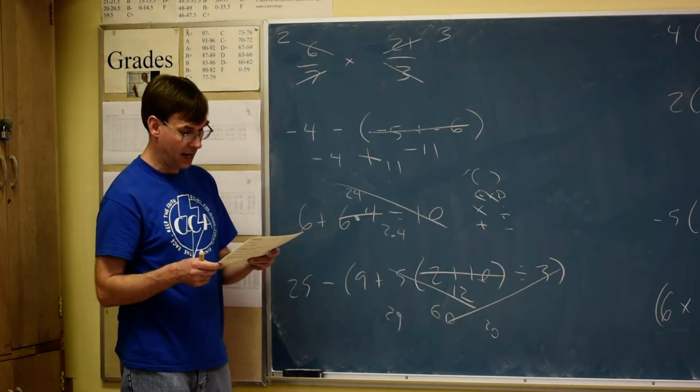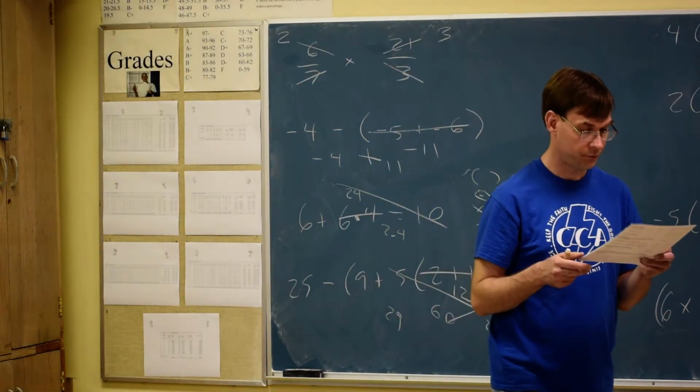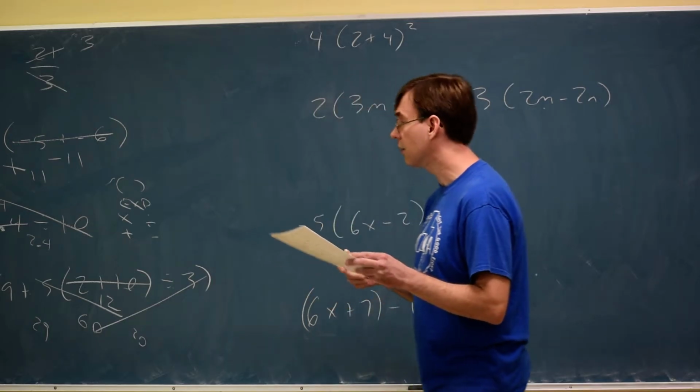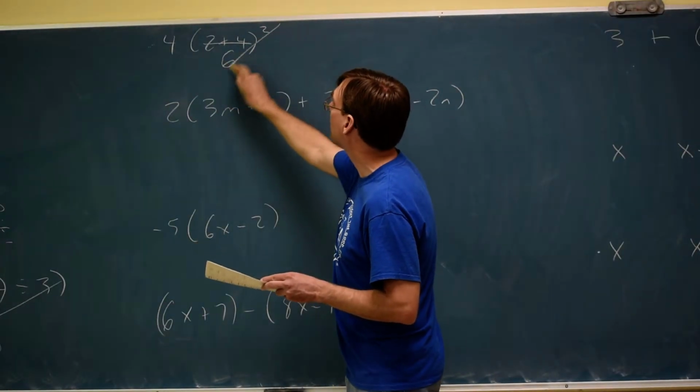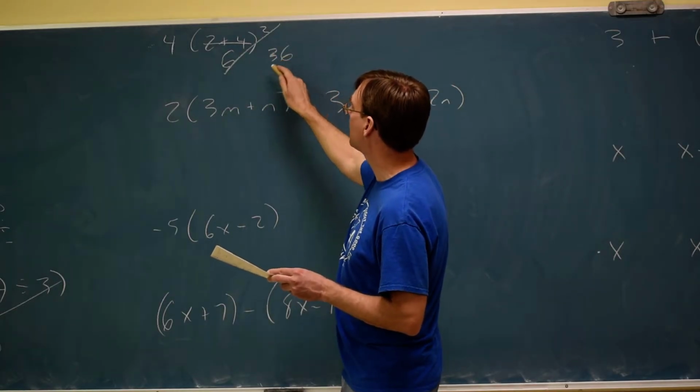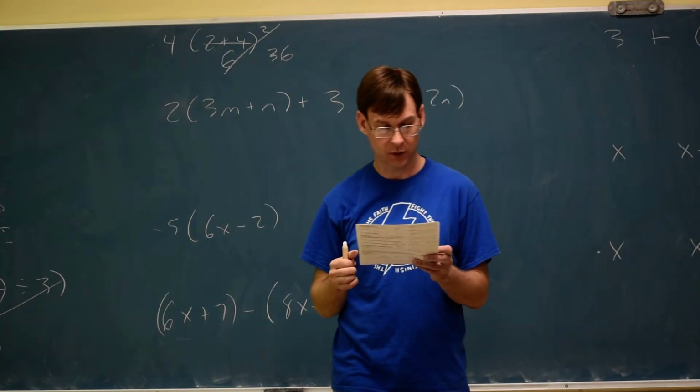25 minus that's a negative 40. 18 is just 2 times 2, it's 4. 14 is still order of operations. Parentheses first makes 6. Exponents are in second place to make 36. Multiply to finish up to 144.